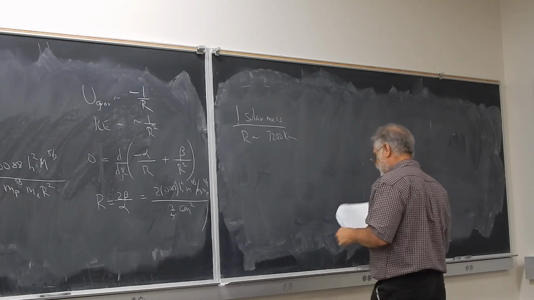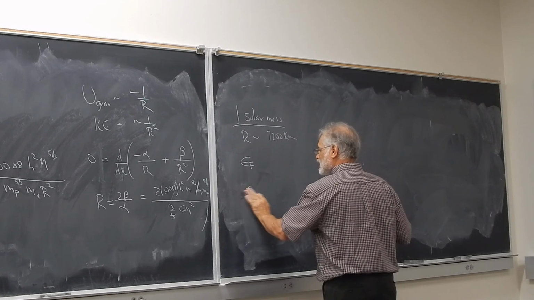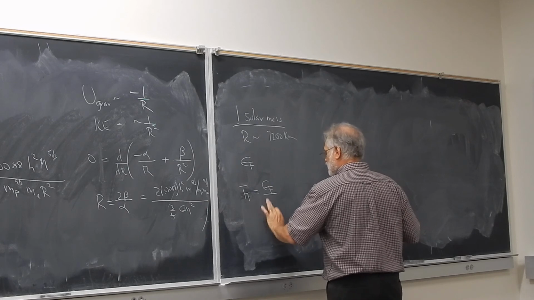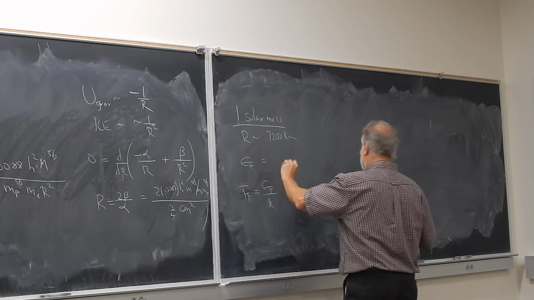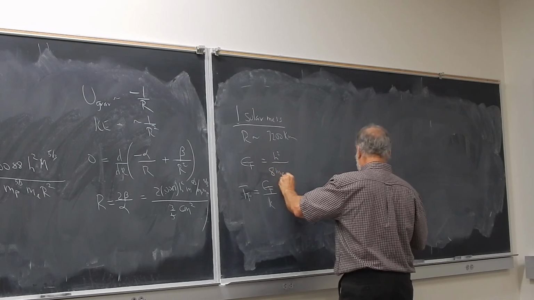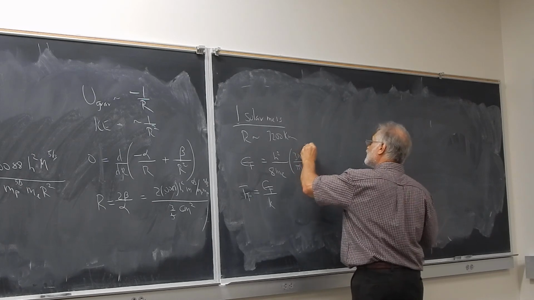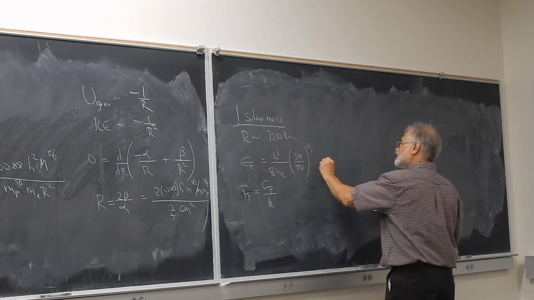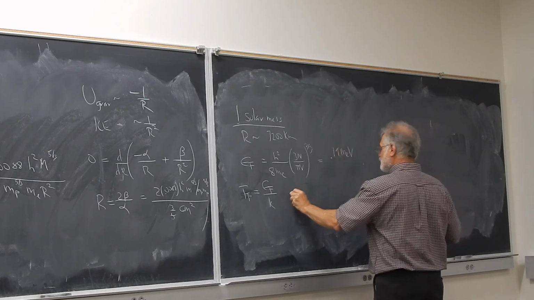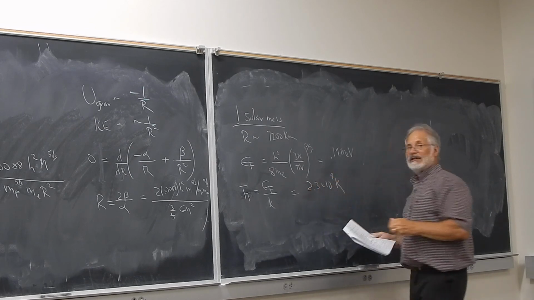I can also calculate my Fermi energy. I can calculate my Fermi temperature as well. Temperature is just going to be the Fermi energy divided by the Boltzmann constant. Fermi energy is just going to be h squared over 8 times the mass of the electron, 3N over pi V to the 2/3. And that's going to turn out to be something like 0.19 MeV, which gives me a Fermi temperature of about 2.3 times 10 to the 9 kelvins.